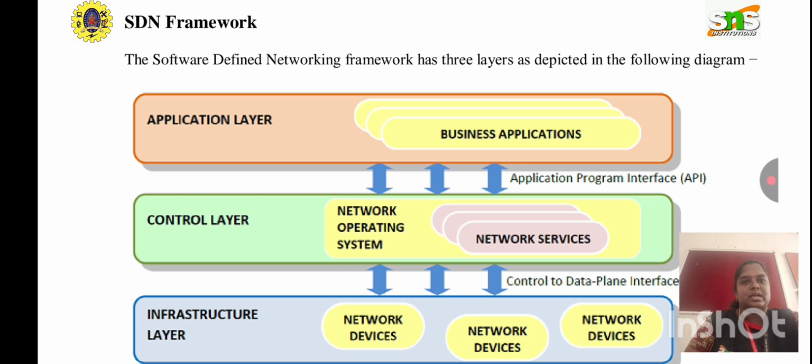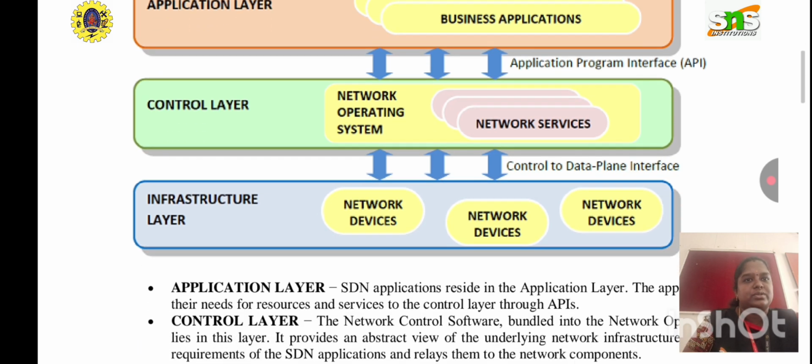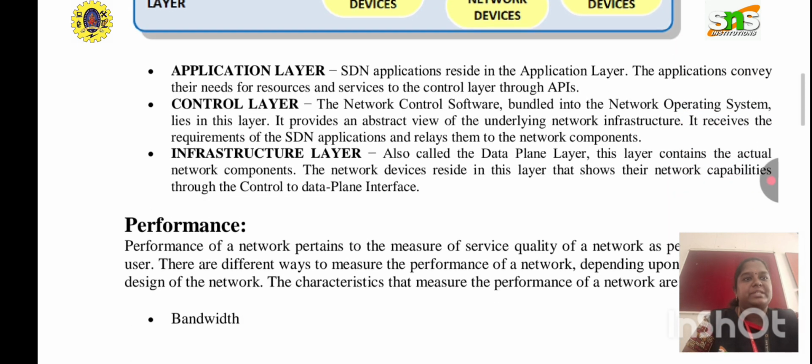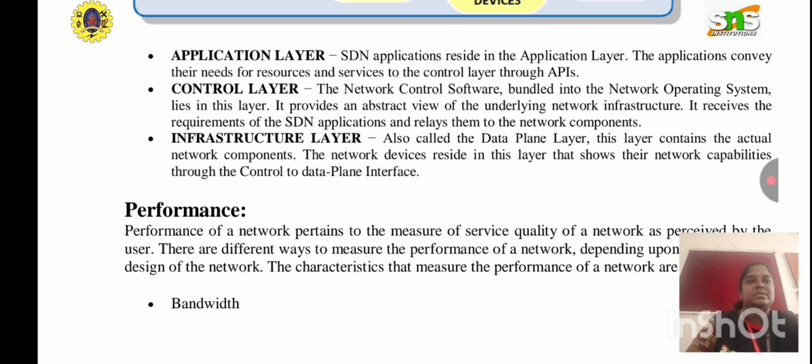The control layer acts as an interface to pass data from the infrastructure layer to the application layer. The application layer means the SDN application. This application conveys its needs for resources and services to the control layer through the API. The application layer sends a message saying what resources and services it needs, and that is sent to the control layer.